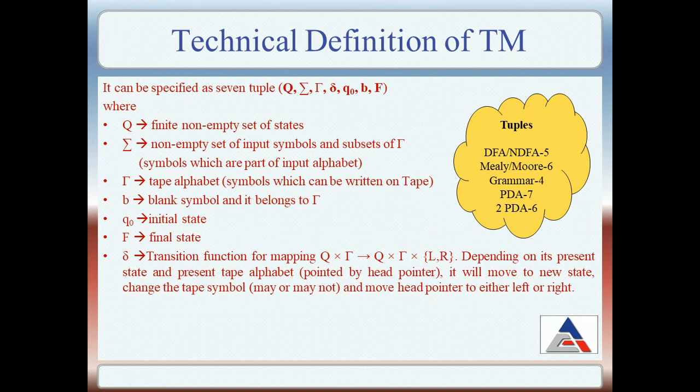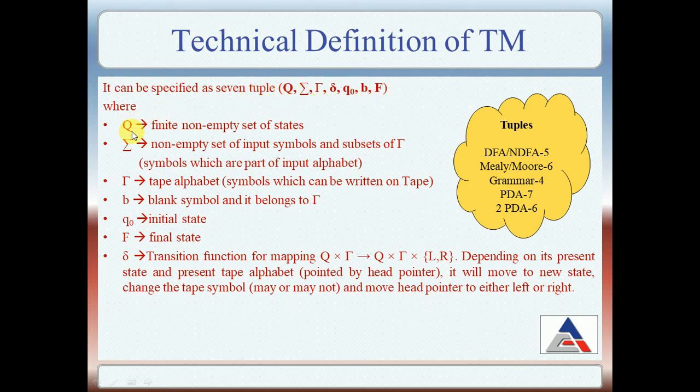Next we have the technical definition of Turing machine. Here we have already studied these automata. DFA and NDFA consist of 5 tuples. Similarly, Moore and Mealy machines have 6 tuples. Grammar has 4 tuples. PDA has 7 tuples. 2PDA has 6 tuples. Similarly, Turing machine consists of 7 tuples.